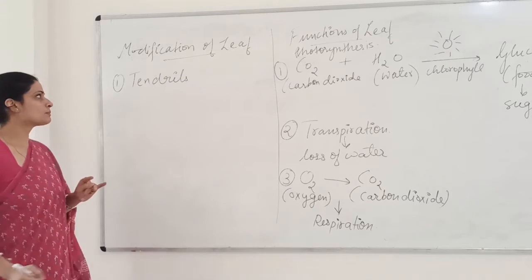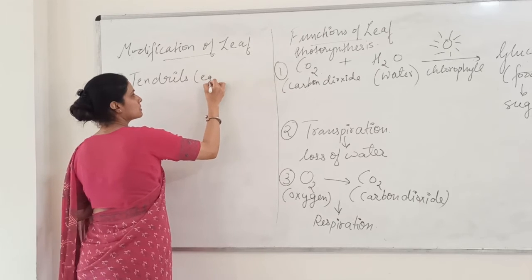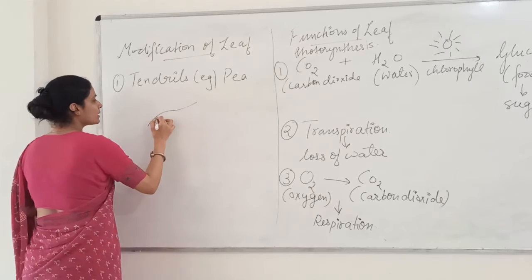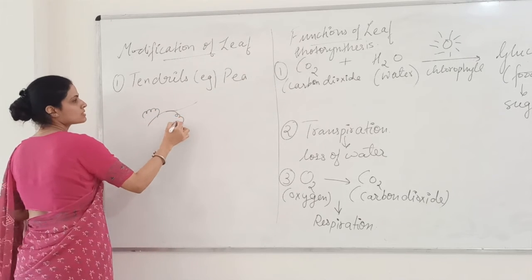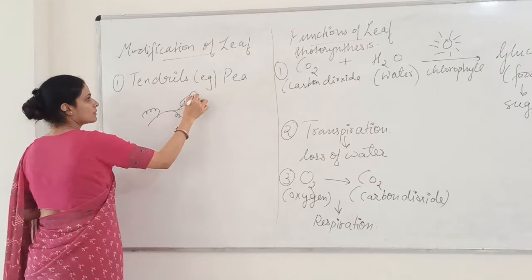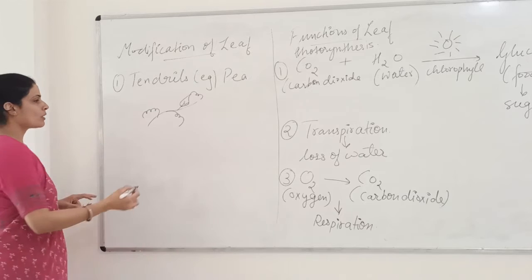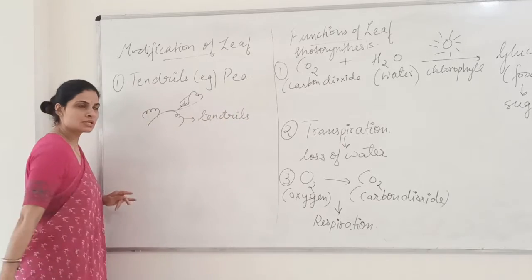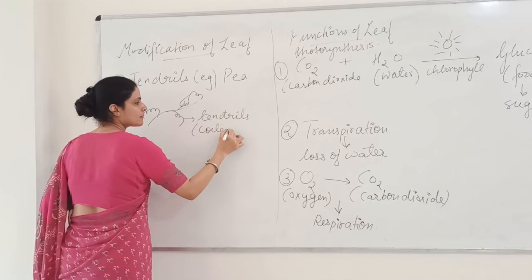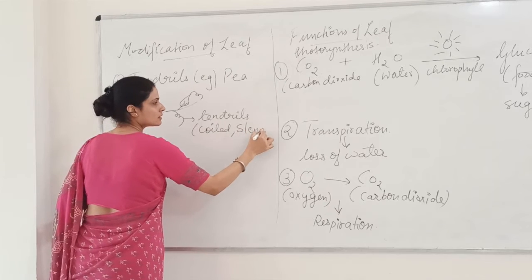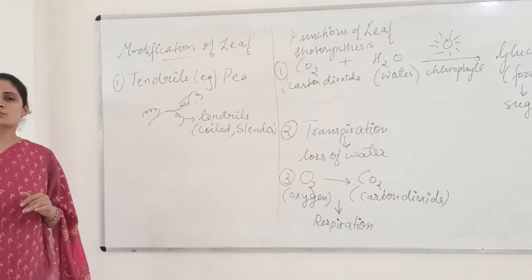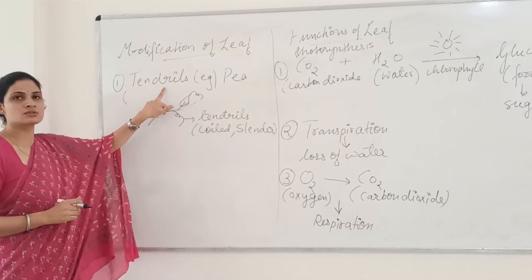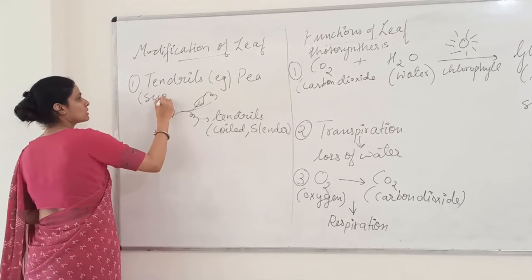So generally, for example, if you have seen the pea plant, if you carefully look at the stem and the leaves, you will find small slender coil structures. Okay, so these slender coil structures are called tendrils. So tendrils are coiled, slender structures which provide support to the plant. Okay, so the major function of these tendrils is to support.